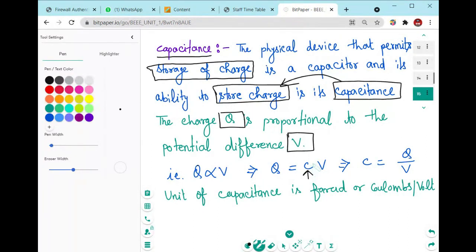This C is a constant which is called capacitance. So Q is C into V, or we can calculate the capacitance as C is equal to Q upon V, where Q is the charge stored inside these two parallel plates, and V is the voltage, or potential, applied to the circuit. The unit of capacitance is farad, or coulombs per volt.